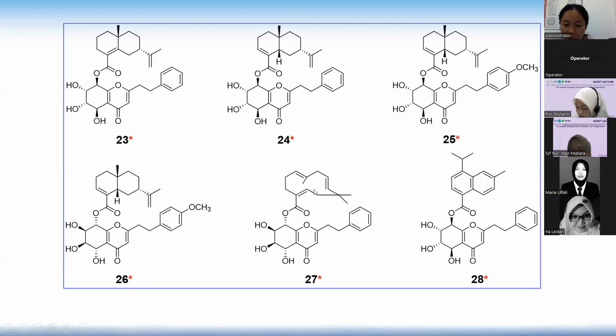And from this sample, all of these compounds have the same linkage. The position is position 8 of the chromone connected to the carbonyl group on the sesquiterpene, like here, or in position 8 here from the chromone connected to the sesquiterpene.